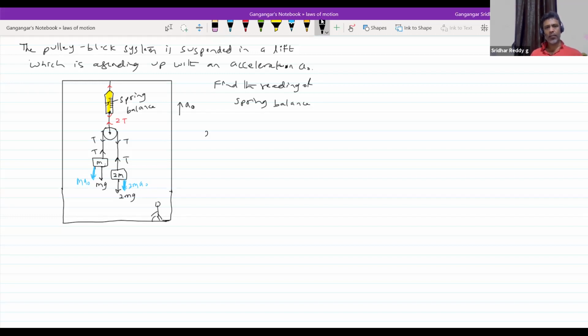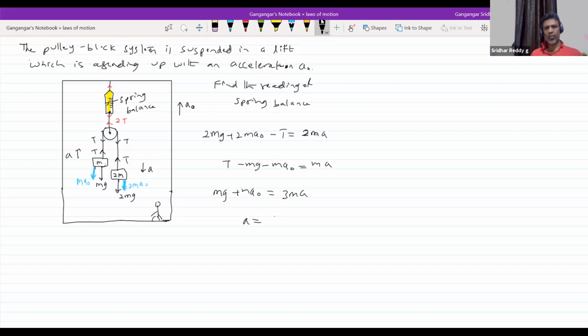So 2mg plus 2m a naught minus T is equal to 2m into acceleration. What is this a now? Acceleration of block with respect to lift. Now similarly, write the equation on the left block here. T minus mg minus m a naught equals ma. Add up these two. So this will be mg plus m a naught equals 3ma.